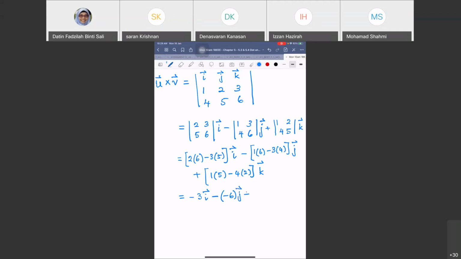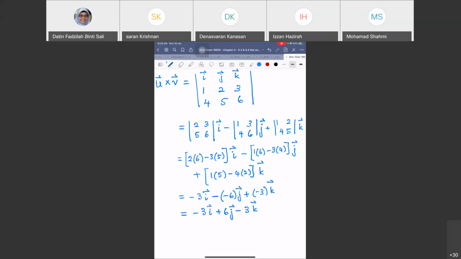Okay, and then followed by plus. And then you have your 5 minus 8. So then you put your minus 3. Then only finally you write it correctly. So it will be minus 3i plus 6j minus 3k.